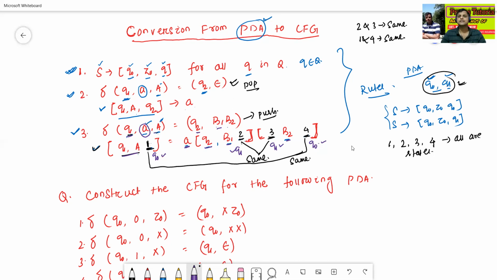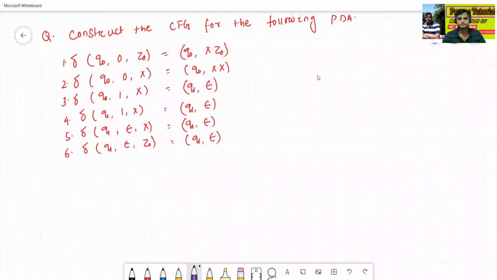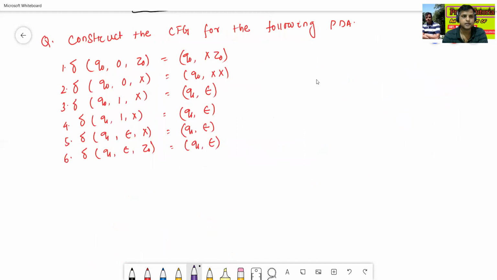So these are the three rules we will use while converting from pushdown automata to context-free grammar. Now we'll see one example of how to construct a context-free grammar from a pushdown automaton. Construct the context-free grammar for the following pushdown automaton. Now, how many rules do we have in total? Three rules: rule 1, rule 2 and rule 3.